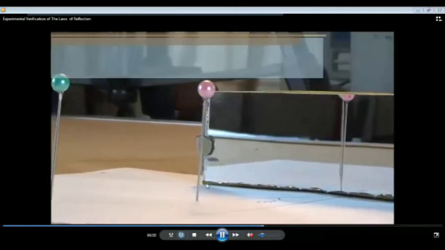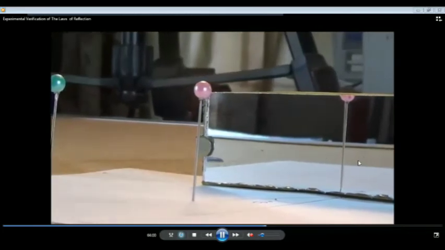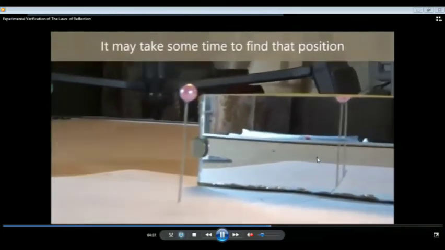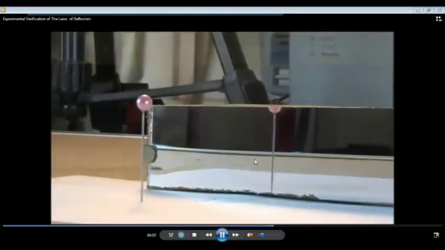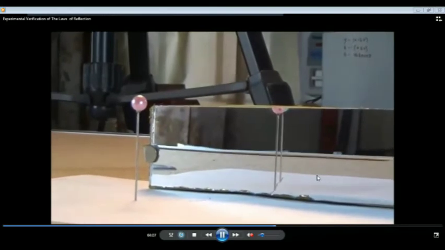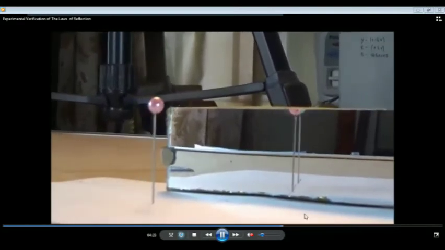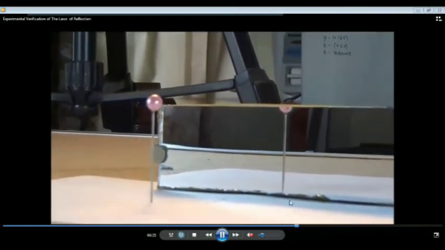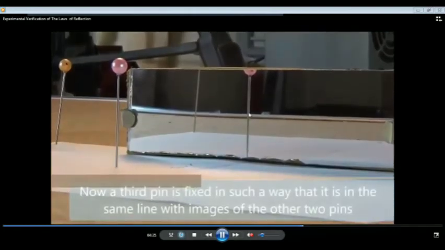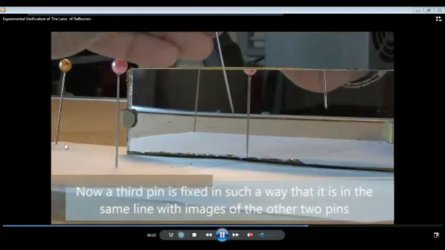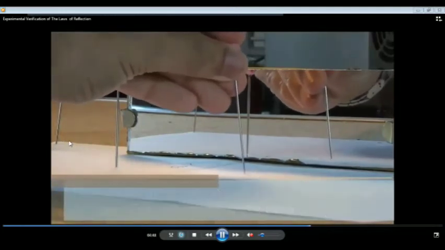So now we will see the image of these pins in the mirror. You can see, we take a position at which both of the pins must be in a straight line, not on the left, not on the right. You can see here they are not adjusting on one another. Now this is the straight line. Both of the pins are in a straight line.